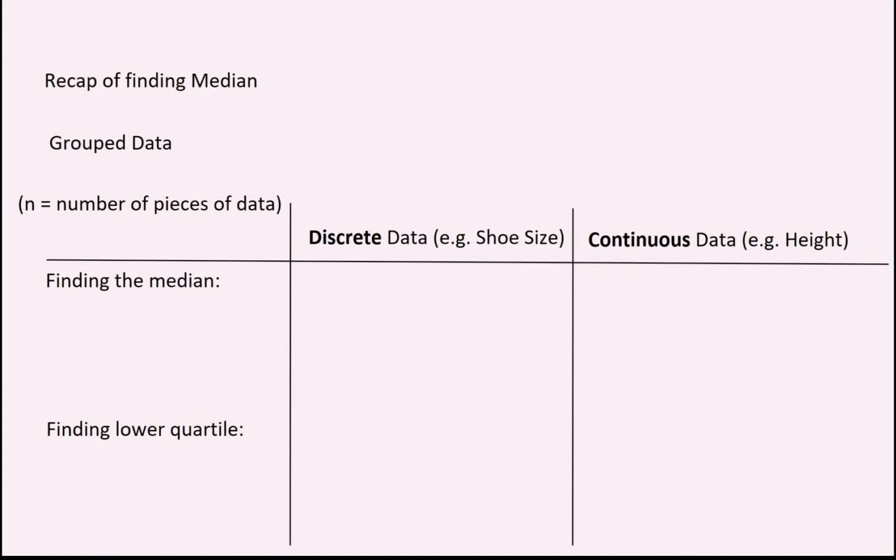Okay, next we have finding the median. Now this is slightly different if you have discrete data or continuous data. For discrete data, again like shoe size, you basically do what you've been told since the days of GCSE. You would get the total number of pieces of data. So here n is the total number of pieces of data. You would add 1 to it and you would divide by 2.